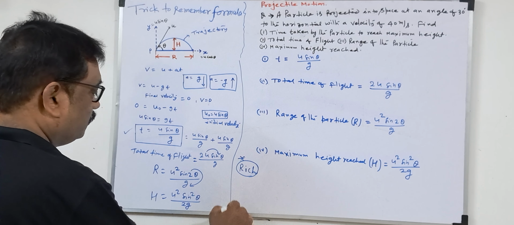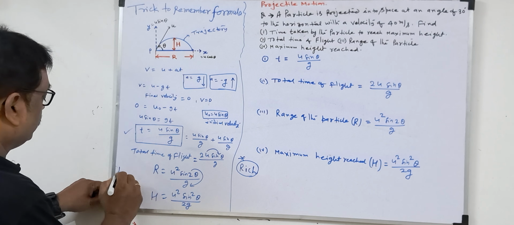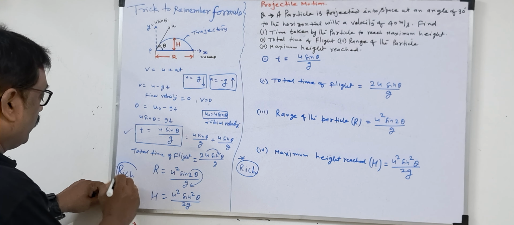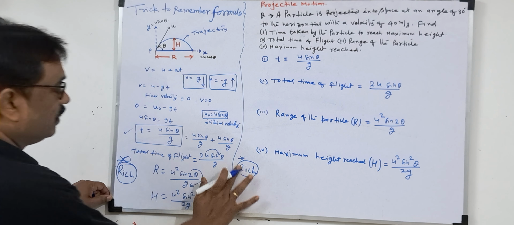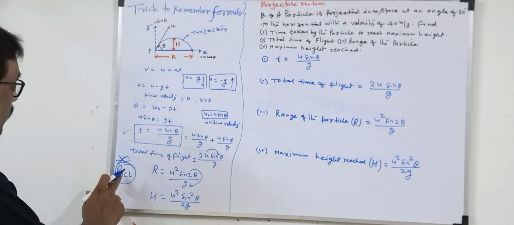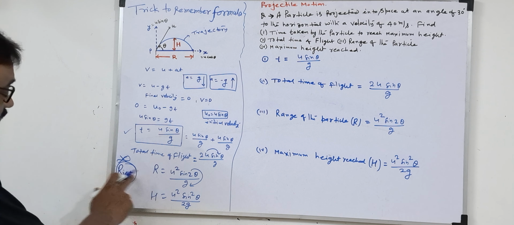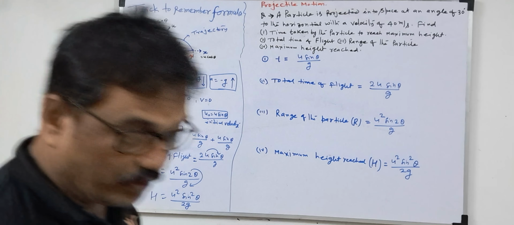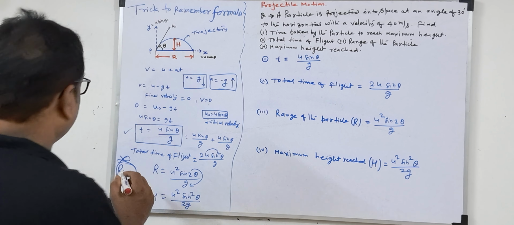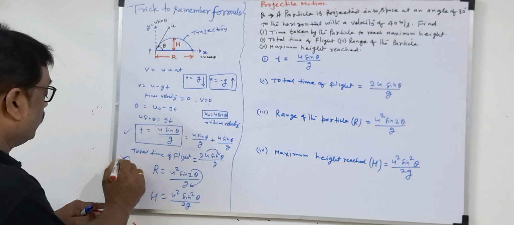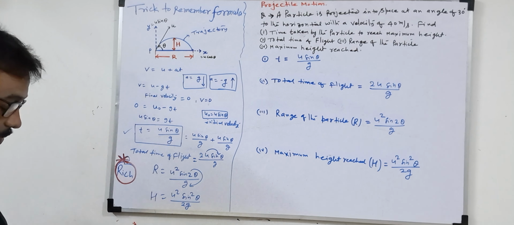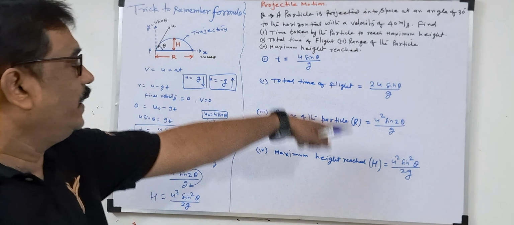So this is the reach. Why do you remember this? First range will come, then height will come. First range will come, then height will come. For that only we are remembering this word reach. Okay. So you have to remember it, and then we prepare the formula.